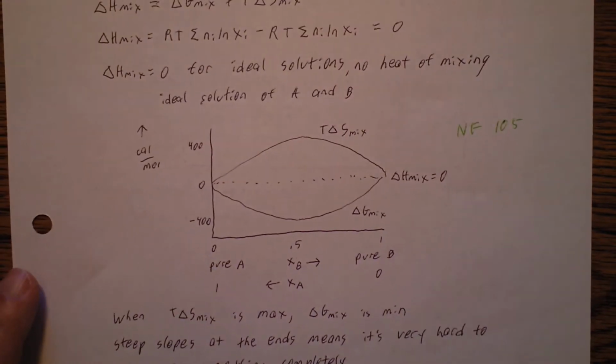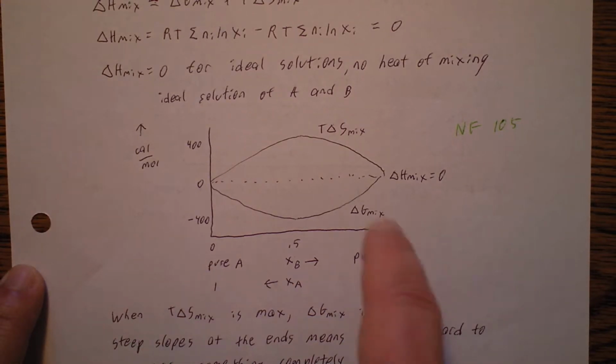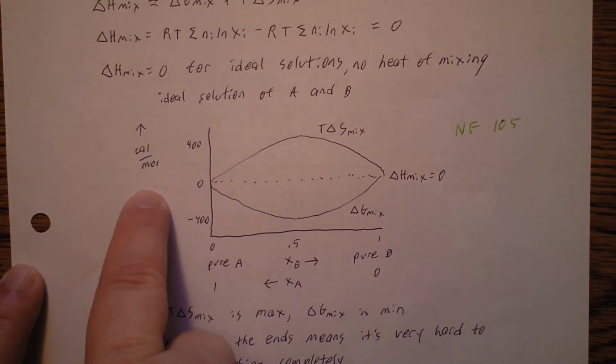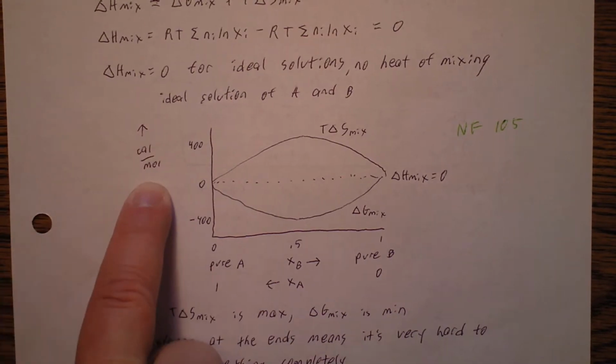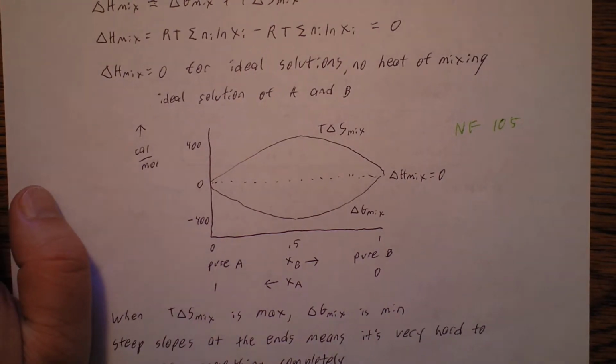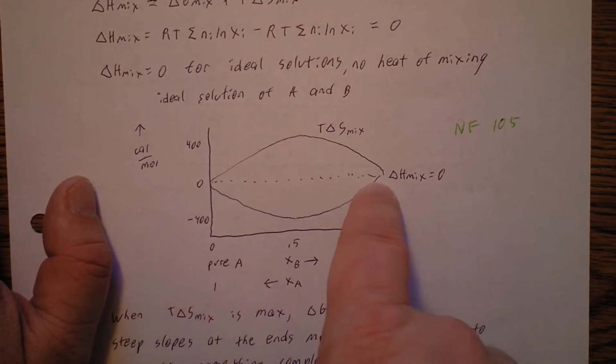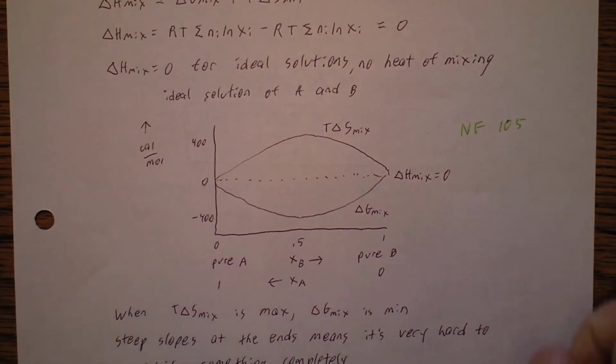So let's say we have an ideal solution of substance A and B. Here's a graph showing pure A over here, pure B over here, half and half in the middle. The vertical axis is in calories per mole, which is kind of arbitrary. It's just energy per mole. It's intensive, so anywhere along the graph, the change in enthalpy from mixing is 0.